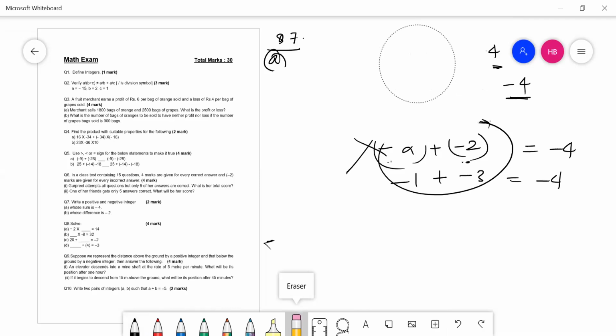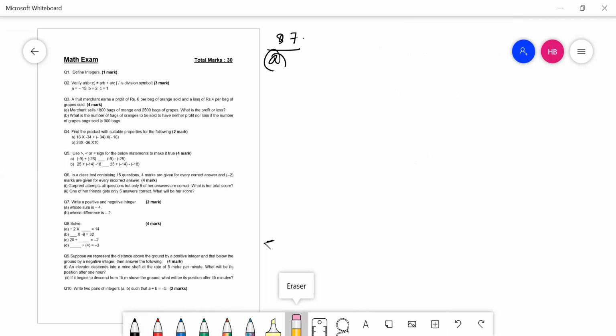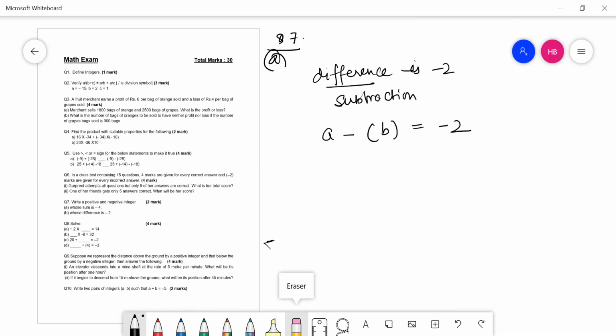So if this is clear, let's go to the next question, which is: you have to find one positive and one negative integer whose difference, meaning subtraction, guys, is -2. So difference is subtraction. They are saying a minus b should be -2, and one has to be a positive number, one has to be a negative number.